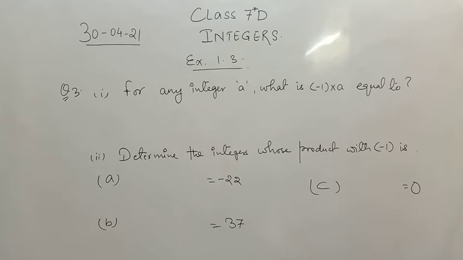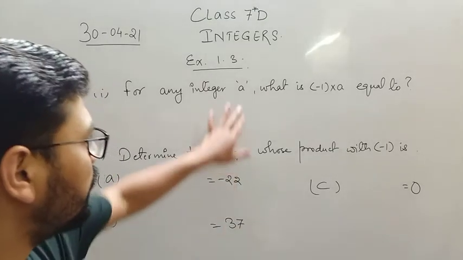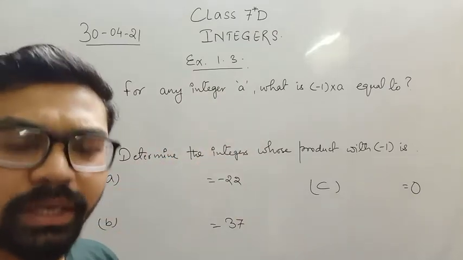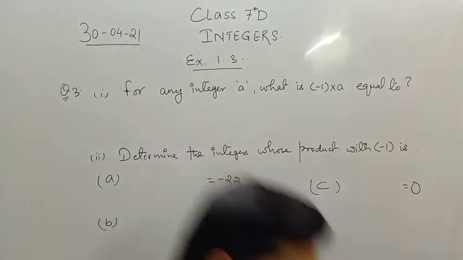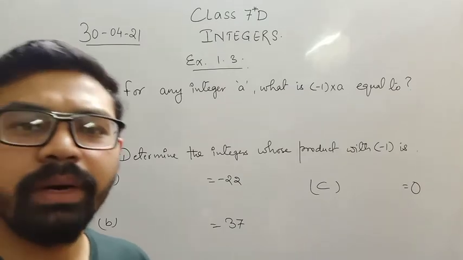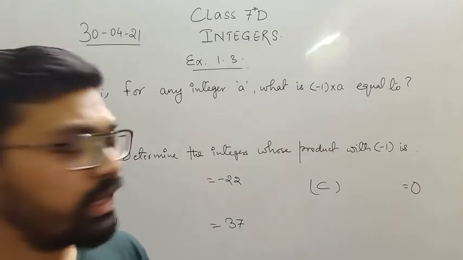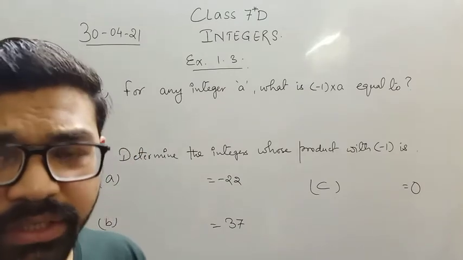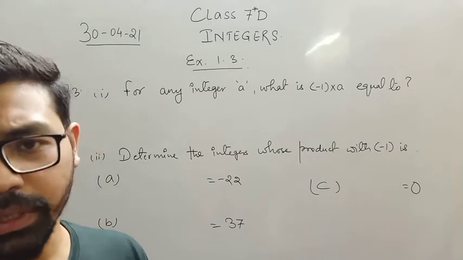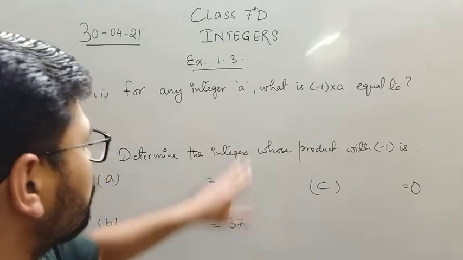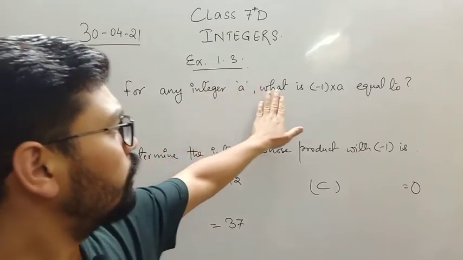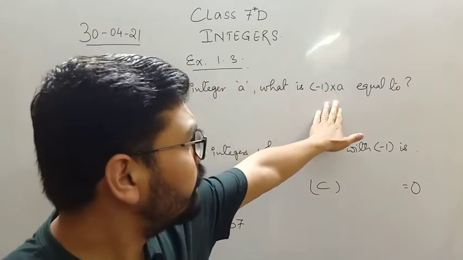Now the third question, part first. For any integer a, let's say a is any integer, it can be minus 1, sorry, it can be minus 2, it can be minus 3, it can be minus 7, any negative integer, any positive integer, you can say plus 1, plus 2, plus 3, plus 7, any. So a can be any integer. What is minus a into a equal to?